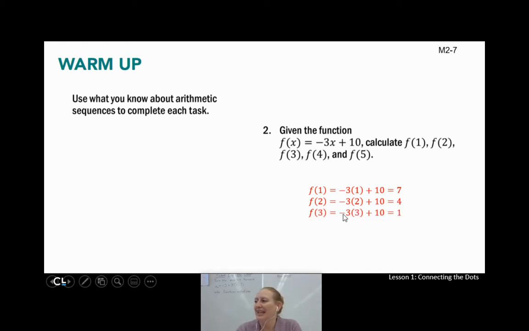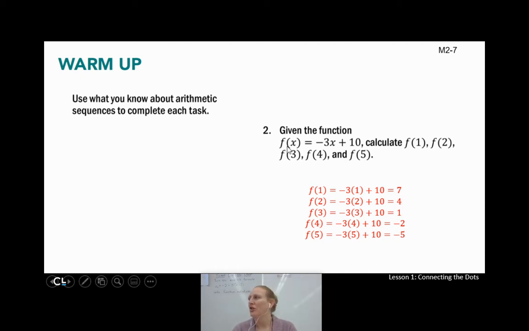Let's plug in a 3. Negative 3 times 3 is a negative 9 plus 10 is 1. Plug in 4. Negative 3 times 4 is negative 12 plus 10 is negative 2. And last but not least, if I plug in a 5, negative 3 times 5 is negative 15 plus 10 is negative 5. And there you go.